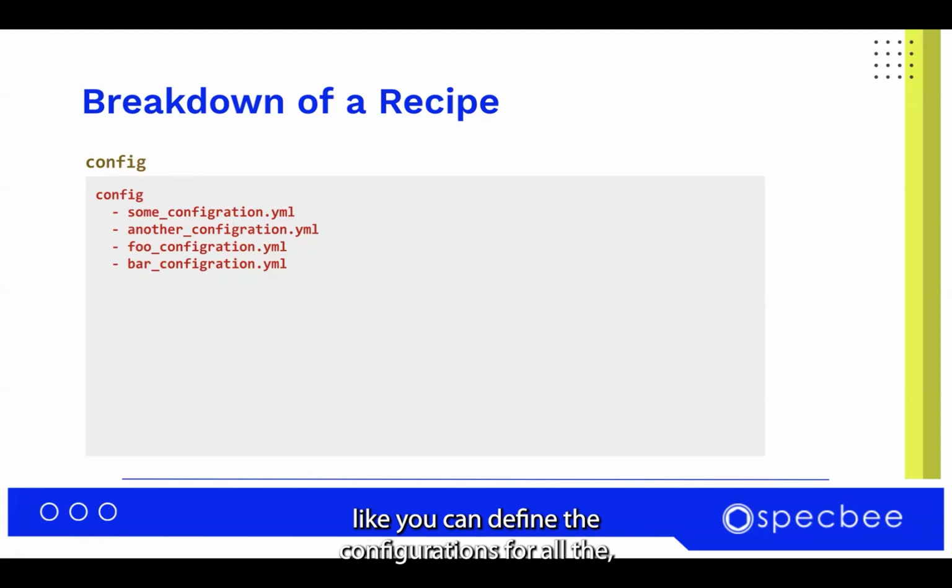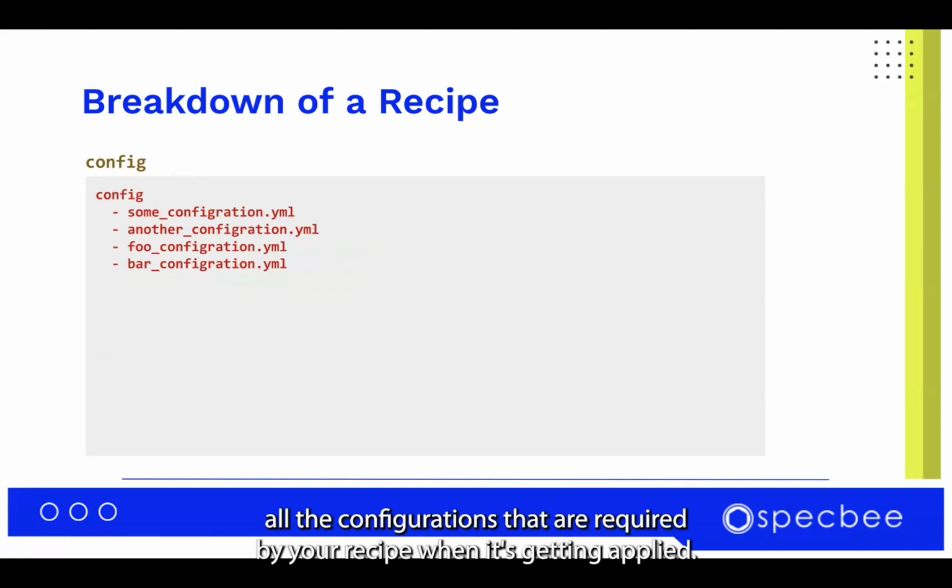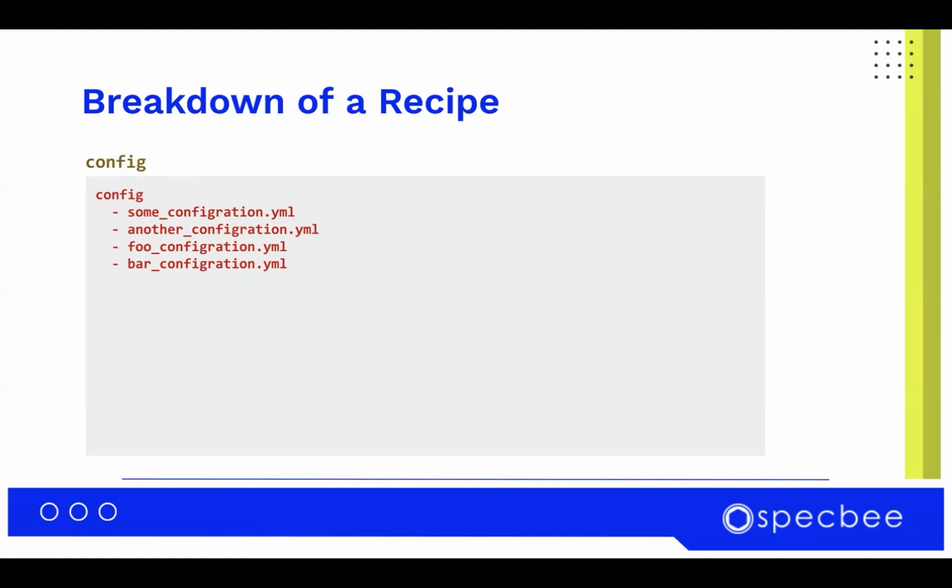Under config, you can define all the configurations that are required by your recipe when it's getting applied. For example, if I have a content type which needs to be created when my recipe is getting applied, all the configuration files for my recipe, like the node type for that content type, the field storages, the field configurations, the form display, the entity view display, all those configurations will be residing under the config folder.